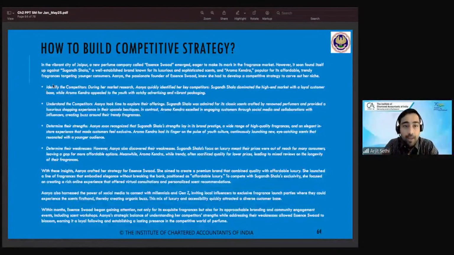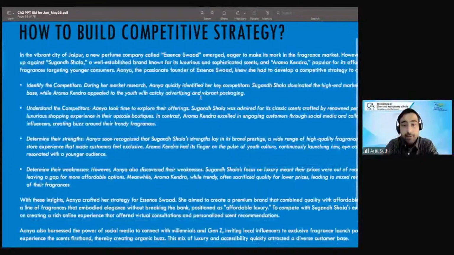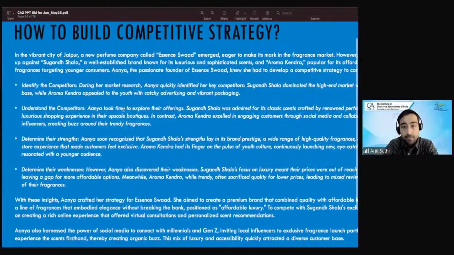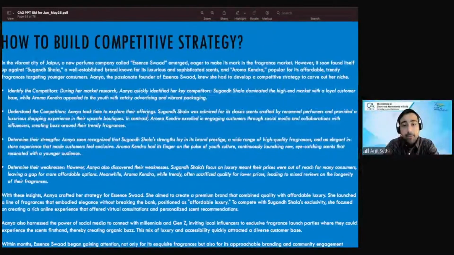Number one is identify the competitors, which you have already done. During market research, you quickly identified the key competitors. Sugandh dominated the high-end market with a loyal customer base. Aroma Kendra appealed to the youth with catchy advertisements and vibrant packaging. Okay? Understanding the competitors, Anya took time to explore their offering. She went to their shops, she went online and figured out what they are selling.